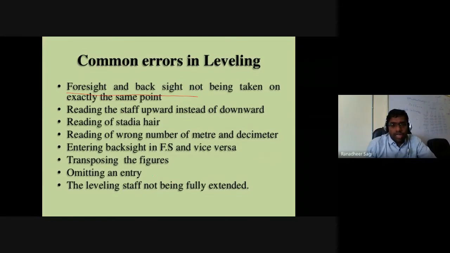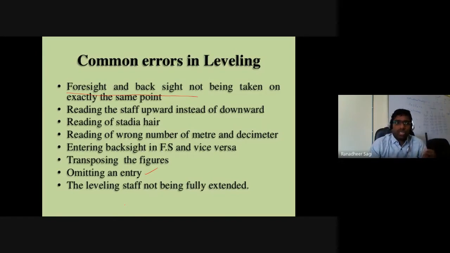Omitting an entry means you have taken the reading but forgot to note it down. That is what is called omitting a reading. And the leveling staff not being fully extended. When you take readings on the leveling staff, instead of pulling it properly in the upward direction, if you directly pull the top piece of the leveling staff, which has the higher elevation readings, and you bisect those higher readings, there is a possibility of committing mistakes.